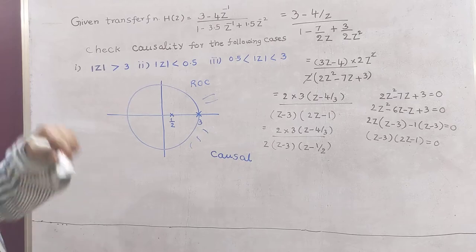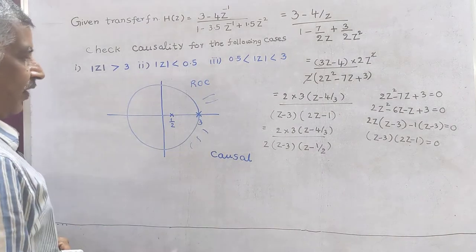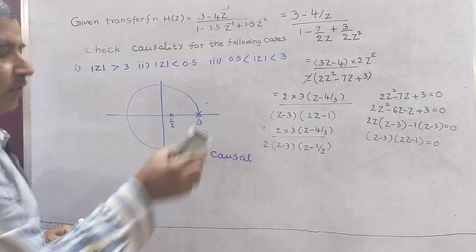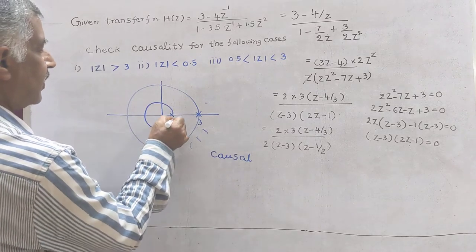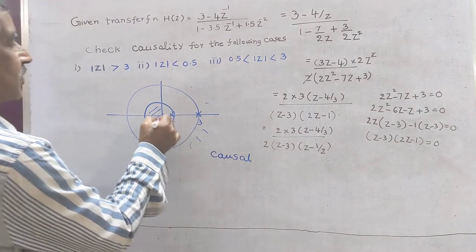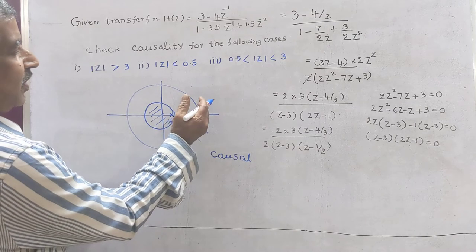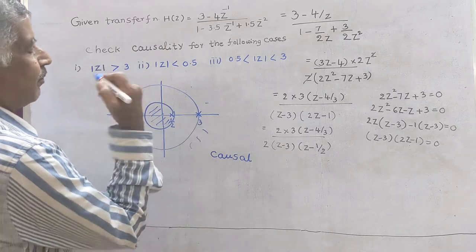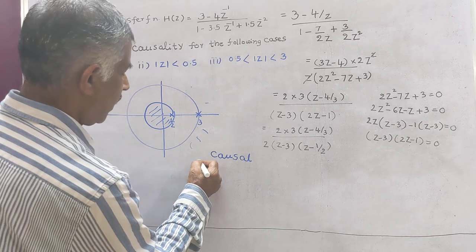Now, I will take the second case, mod z less than 0.5. The ROC now is mod z less than 0.5, that is inside this circle. The ROC is inside the circle of maximum radius 3. Hence, the system cannot be causal. Non-causal.